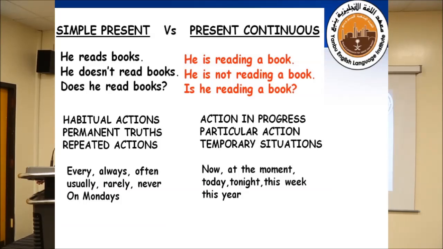No, he doesn't. Present continuous is used when we talk about activities that are happening at the moment of speaking. It means that they are happening now. But it's not necessarily important that the activities are happening exactly now. It's now or around now. Action in progress, particular temporary situation. For example, he's reading a book. He's not reading a book. Is he reading a book? Yes, he is. No, he isn't. In present continuous, we use words like now, at the moment, today, tonight, this week, this year. We can use these words.